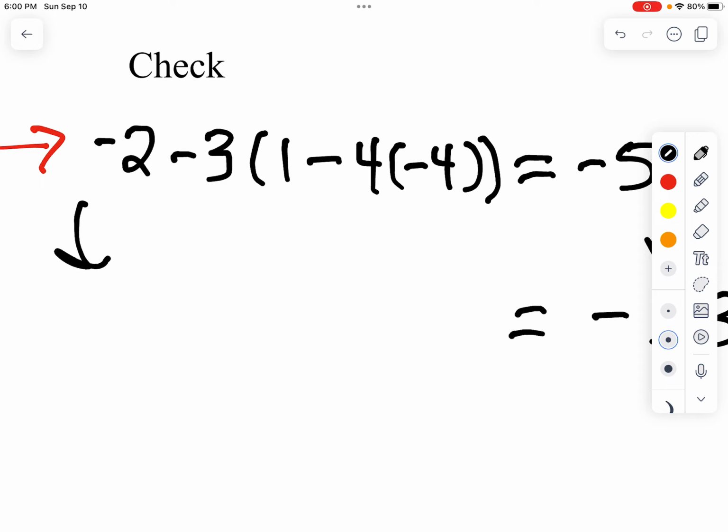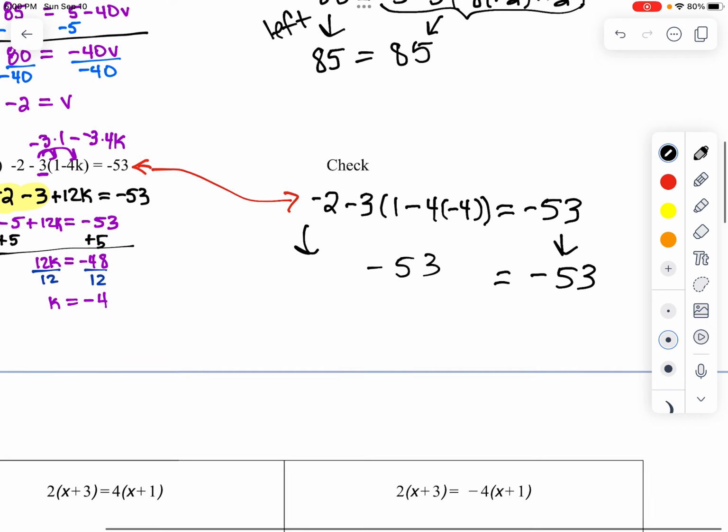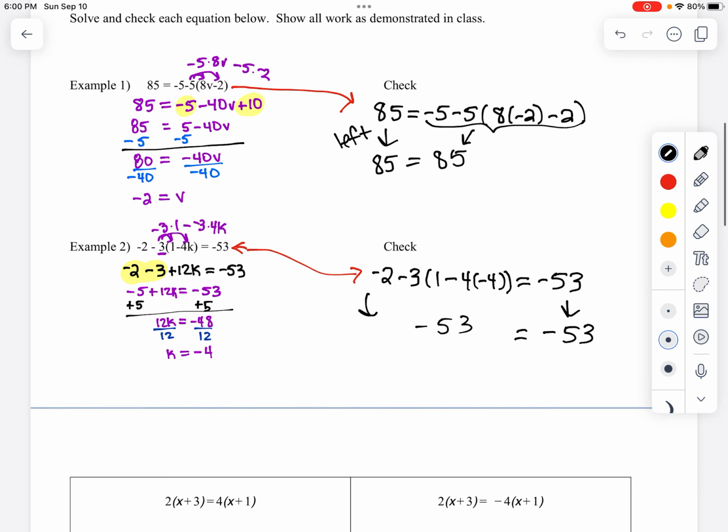So I'm going to my calculator and I'm typing it in just like I see it. Negative 2 minus 3 times the quantity, so I put my parentheses there. 1 minus 4 times negative 4. I'm going to close up my parentheses, and there I go. I get negative 53. So the left side equals the right side. I know that I'm good.